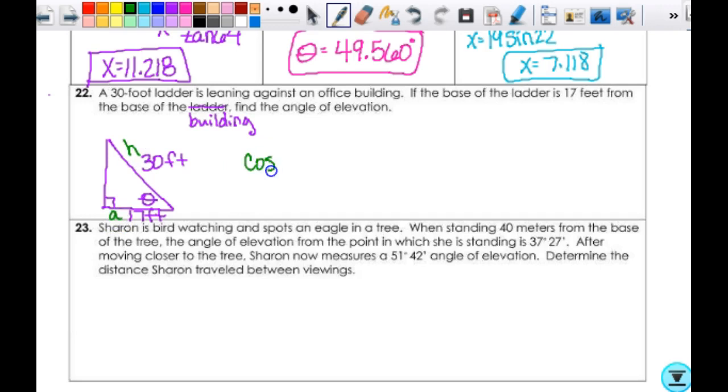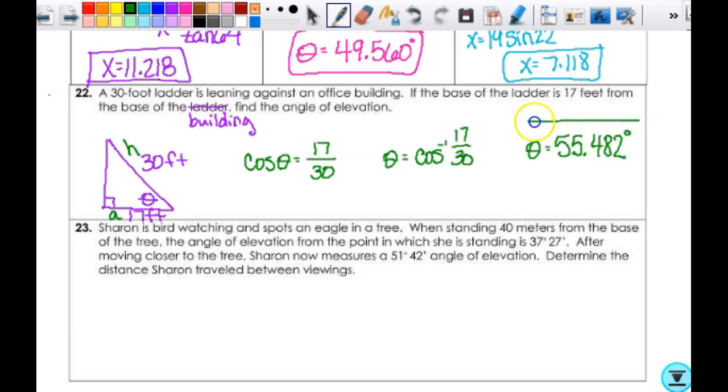So that's going to be the cosine of theta is equal to the adjacent, which is 17, over the hypotenuse, which is 30. So take the cosine inverse. Theta is equal to the cosine inverse of 17 over 30. So theta is equal to 55.482 degrees.